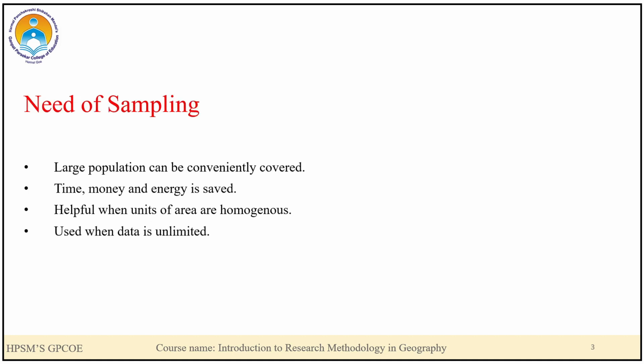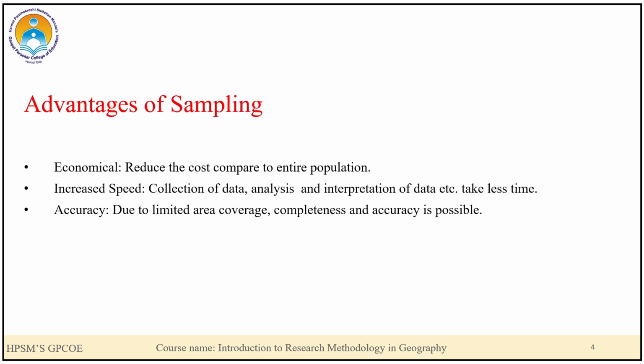Now why is there a need for sampling? Sampling is needed because a large population can be conveniently covered, time, money and energy are saved, it is helpful when units of area are homogeneous, and it is used when data is unlimited. Now what are the advantages of sampling? It can be economical, and it can increase speed and accuracy.